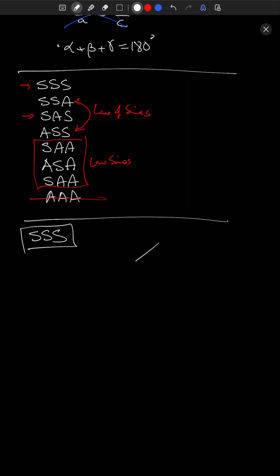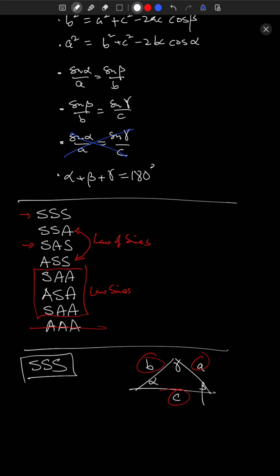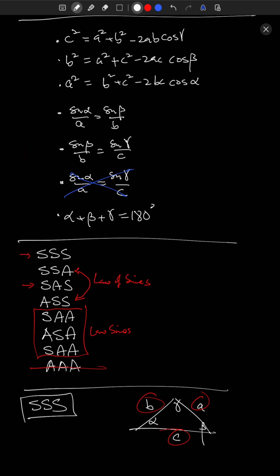So SSS is a situation where I'm giving you 3 sides. A, B, C, alpha, beta, gamma, right? I'm giving you this, this, this. And remember, for the law of sines, these 3 are exactly the pieces of information that make the law of sines not work too well, because every equation you write down will have 2 unknowns. All right, but let's look at the law of cosines right up here.